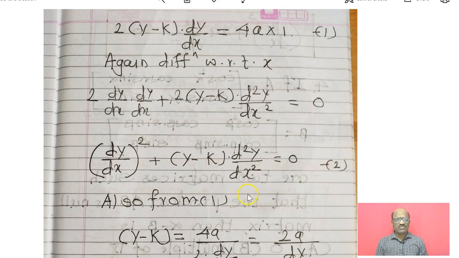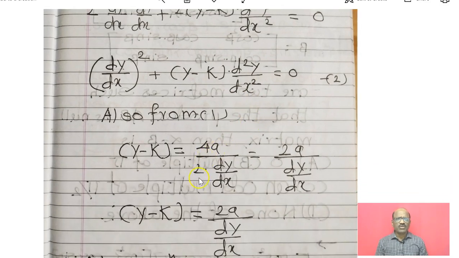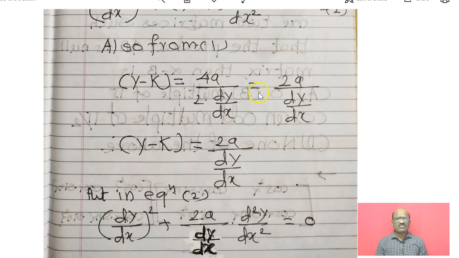And also from the first equation, what is the value? That is, y minus k is equal to 4a upon 2 into dy by dx, and hence y minus k is equal to 2a upon dy by dx. Therefore, put this value in equation number 2. Therefore (dy by dx) whole square plus 2a whole divided by dy by dx into (dy by dx) square equals 0, and simplify this.